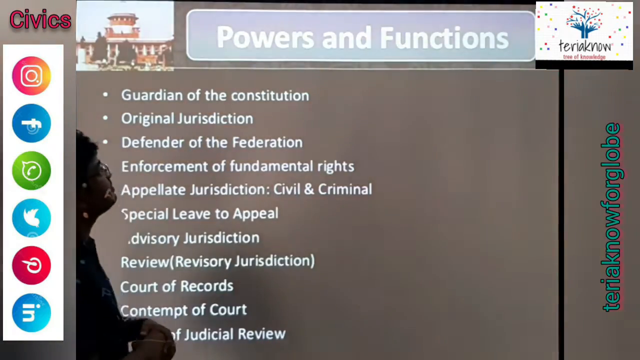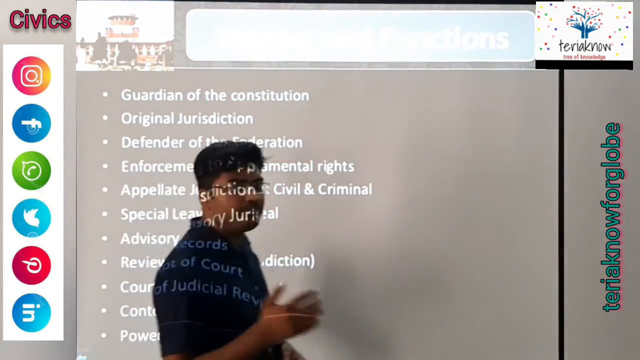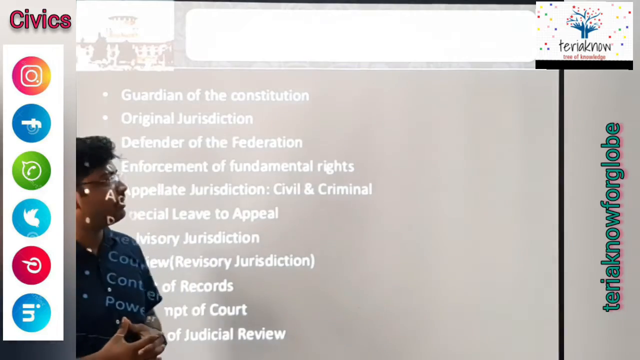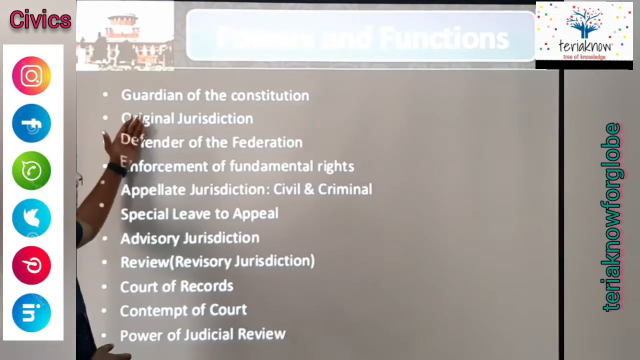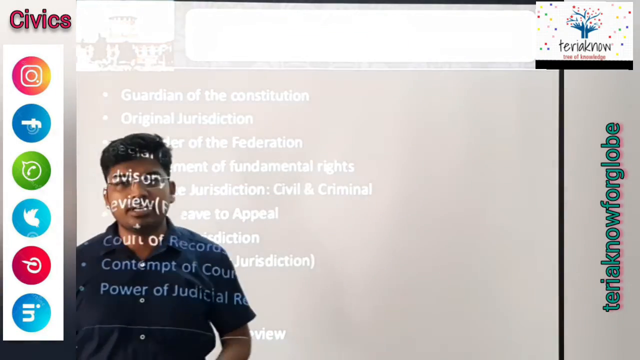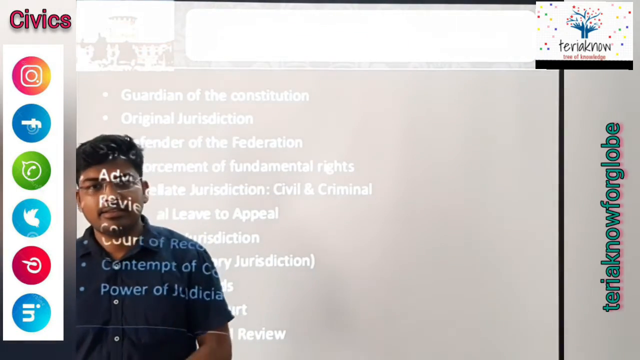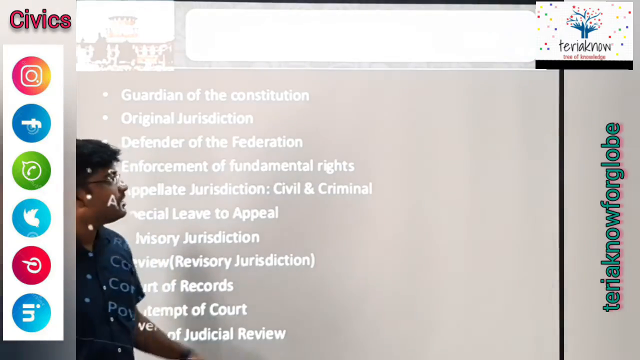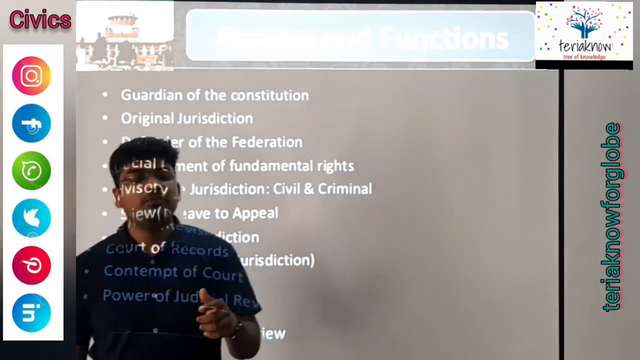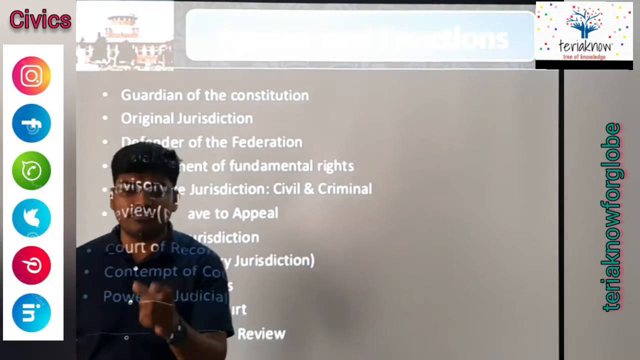Understood? Now you will ask what are the powers of the Supreme Court. आखिर जब सब कुछ है सर तो पावर्स क्या है इनके पास? पावर्स इस तरह से, it is the guardian of the Constitution. ये कॉन्स्टिट्यूशन के गार्जियन हैं. Okay, so the guardian of the Constitution is our Supreme Court. Supreme Court जो है वो क्या है? गार्जियन है अपने कॉन्स्टिट्यूशन, that is संविधान के.